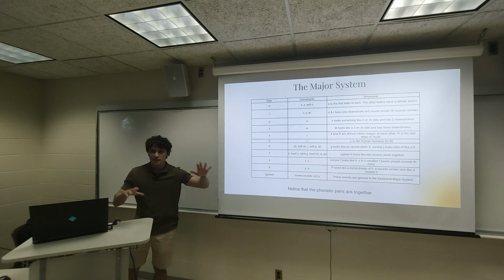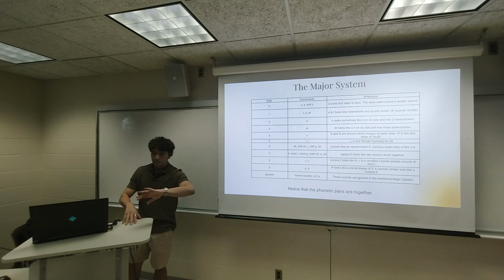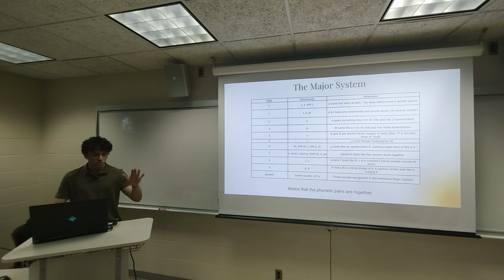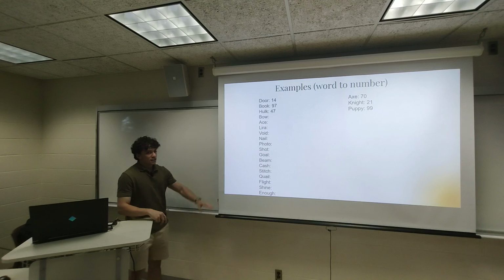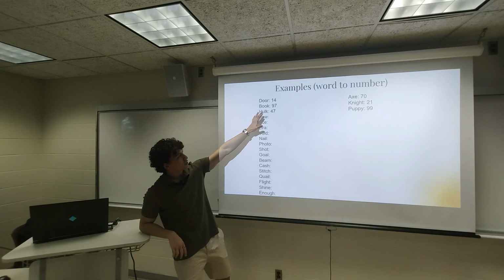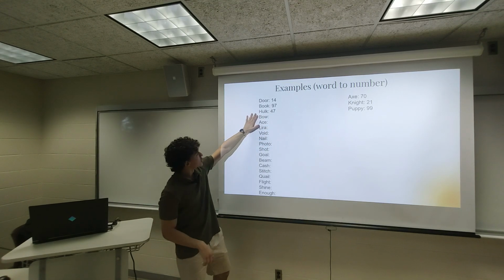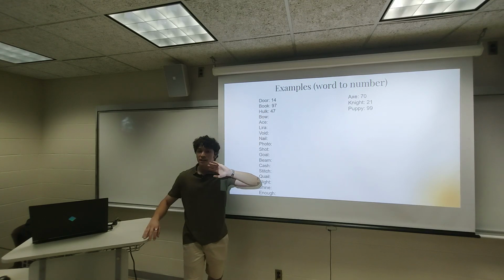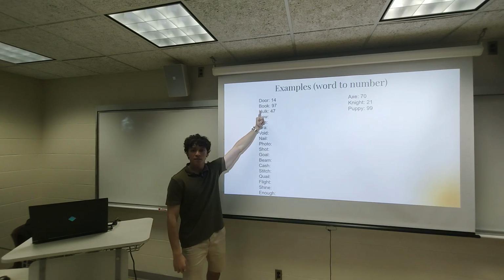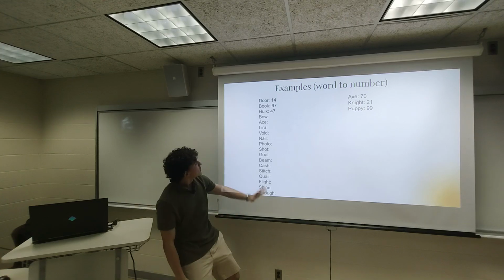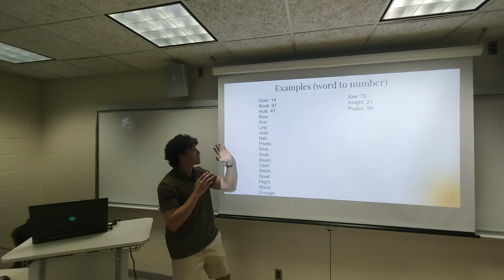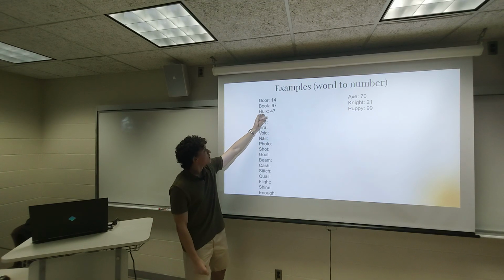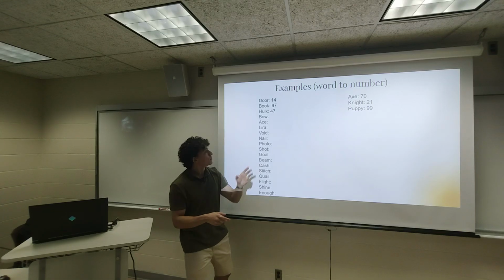All these connections we're going to learn right now, today. Okay, so we're going to do some examples for us to practice. So here are some examples. We're going to convert word to number. So we have door represent 1, 4. Why is that? Because the sound D represents 1. The R of door represents 4. Book, we have B is 9. K is 7. Right?